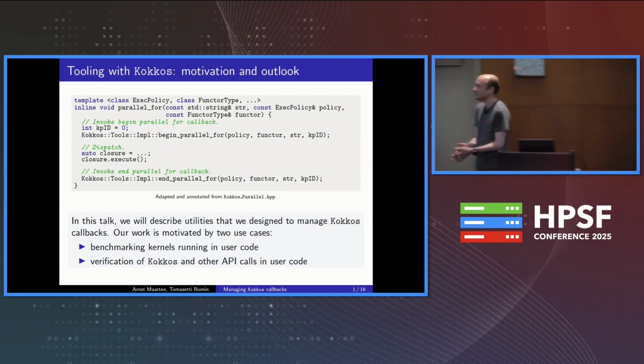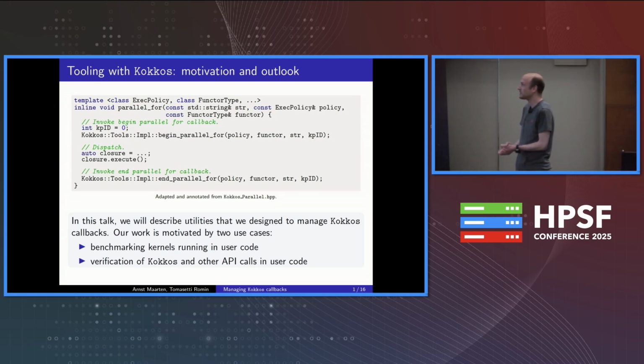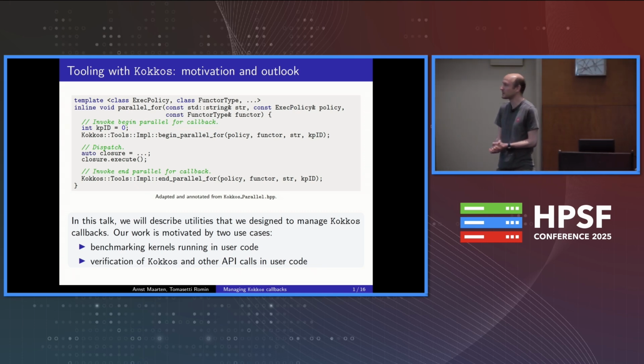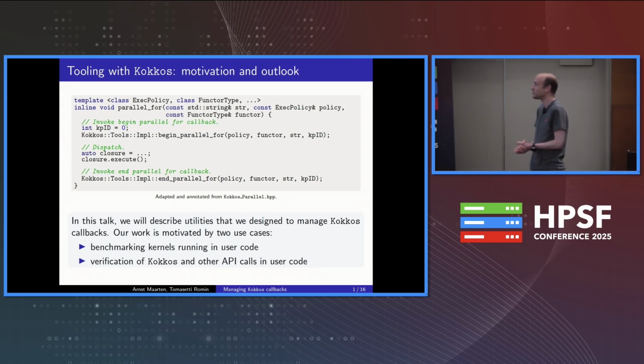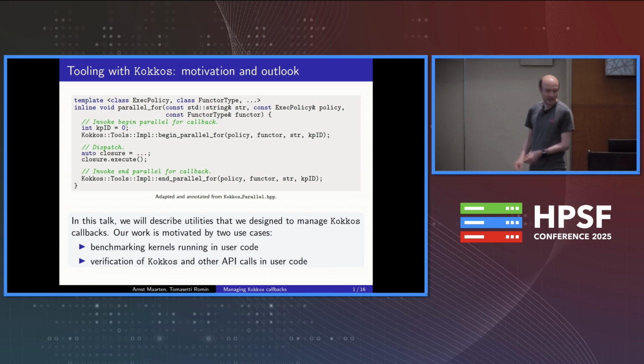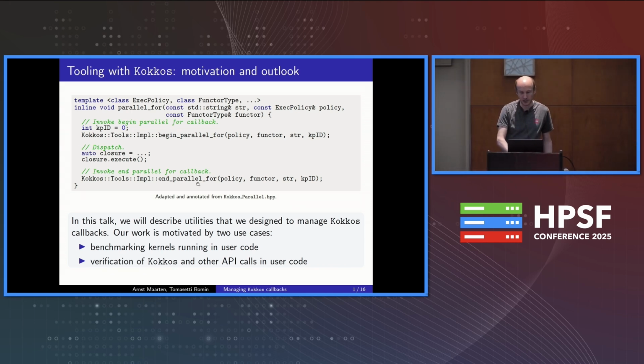So this is a talk about callbacks, and to introduce a little bit which callbacks we are talking about, I have this snippet here from Kokkos. Many functions in Kokkos are instrumented for callbacks. The snippet comes from the file Kokkos parallel in Kokkos, and what we're looking at is the implementation of parallel for. Here at the center, we see really the heart of the implementation. This is where Kokkos creates the closure and then calls execute on the closure.